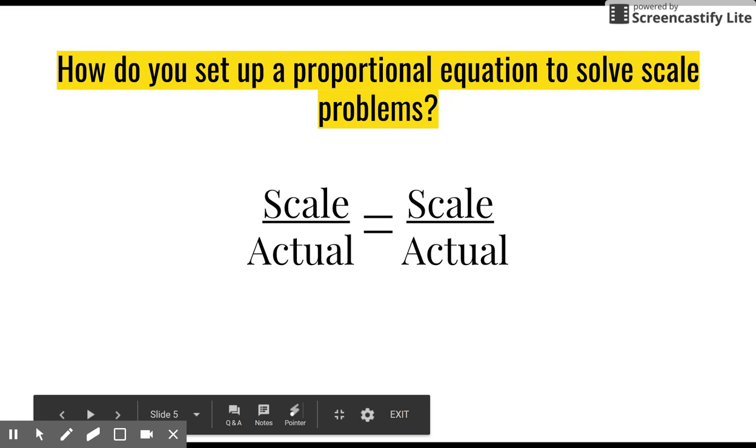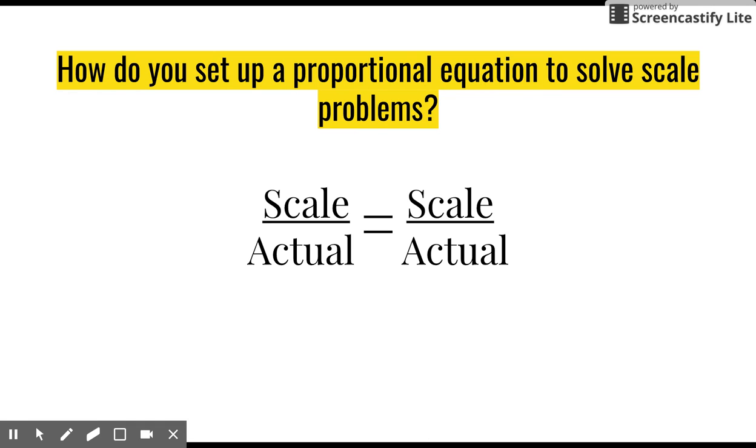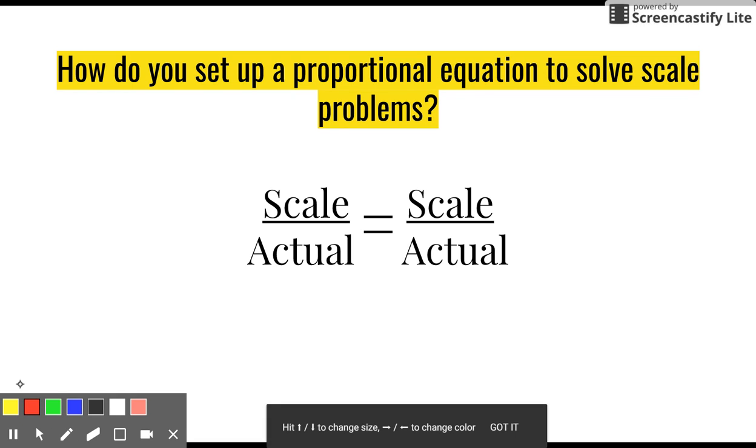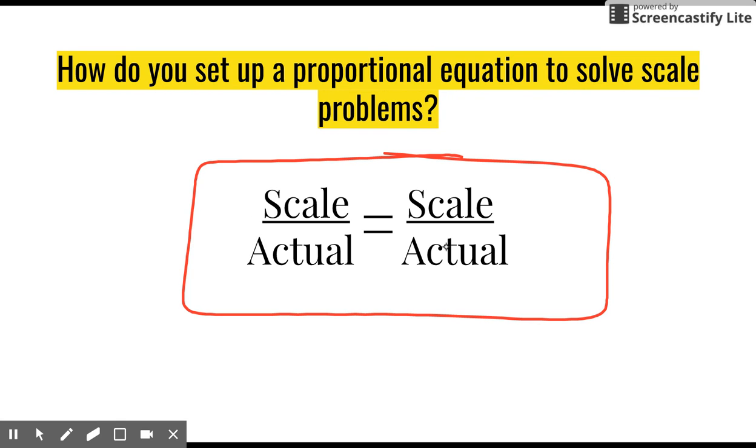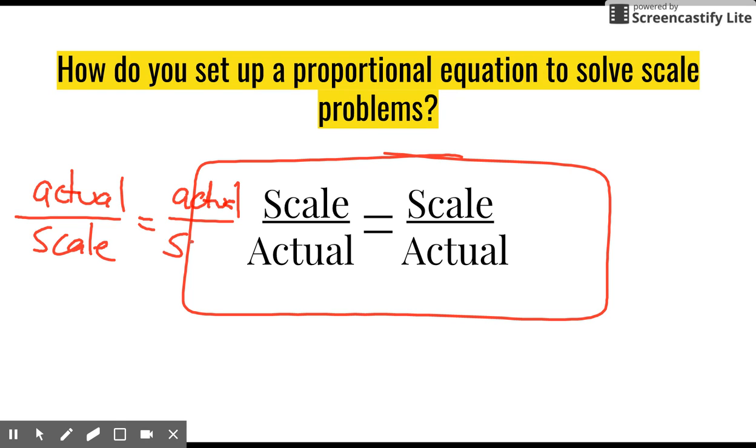And then here's your next question. How do you set up a proportional equation to solve scale problems? Well, this is what I want you to use. And again, make sure you copy this right here. So when you're setting up a proportion, you're always going to do scale over actual equals scale over actual. Now, sometimes, as you'll see in the video, they'll actually set it up this way. They will do actual over scale, and then they would do equals the actual over scale.